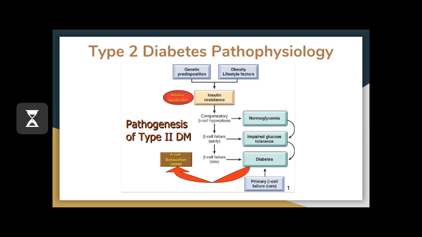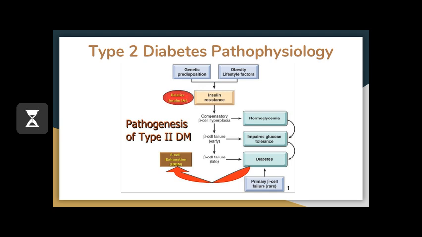This diagram right here kind of explains the pathophysiology of diabetes a little more clearly. So you can see up at the top we have those lifestyle factors plus your genetic predisposition. They're all leading to insulin resistance. So once insulin resistance occurs, there is some beta cell compensation that will occur. Eventually those beta cells are going to give out and lead to early failure with impaired glucose tolerance.